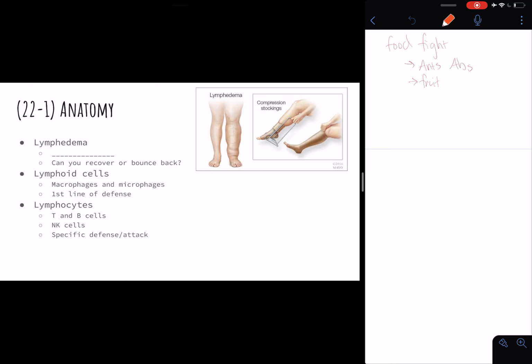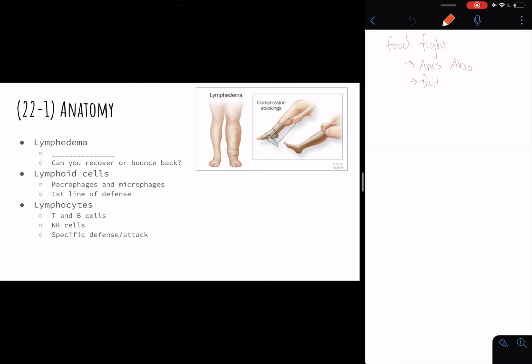Moving on, we have lymphoid cells like macrophages and microphages. These are typically the first line of defense whenever there is a pathogen in the body at whatever level. Macrophages are big eaters, microphages are small eaters. Then we have lymphocytes. Lymphocytes are more specific for T and B cells.